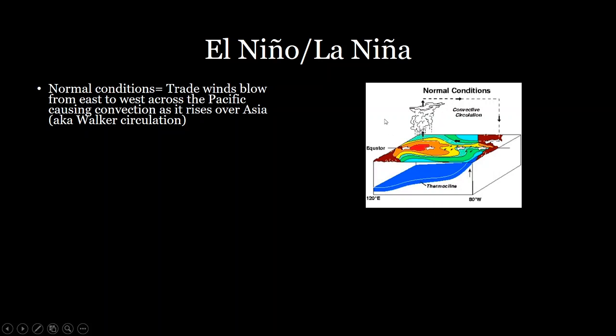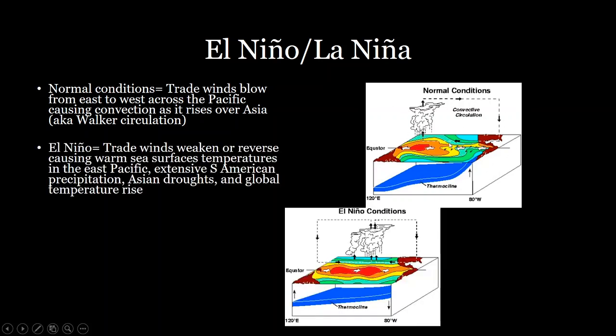That pushing of the water is caused by convective circulation within the atmosphere, and that circulation pattern is called the Walker circulation. Generally, that process looks like this. In an El Niño event, though, that circulation pattern can be significantly weakened or even completely reverse.